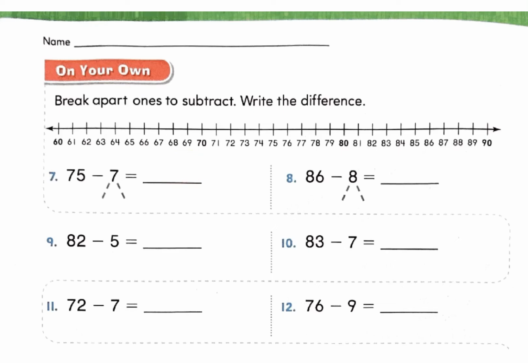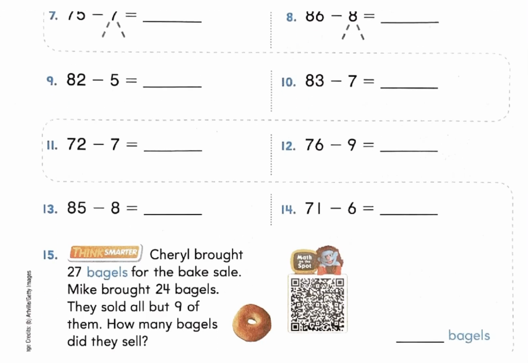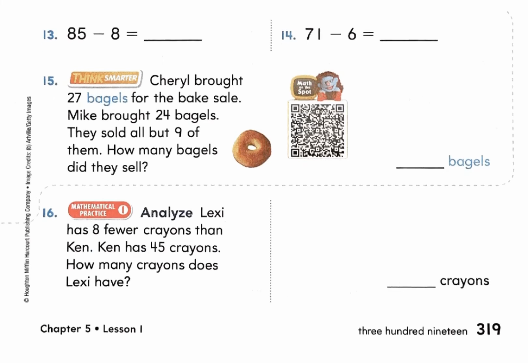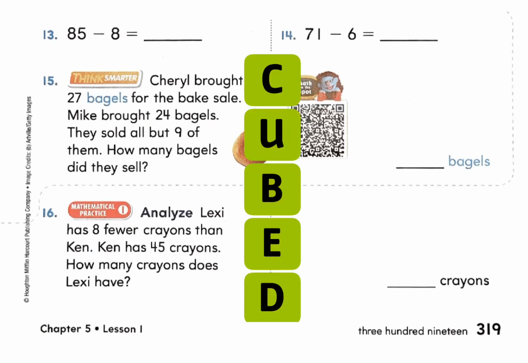You'll do numbers 7 through 12. One thing that I do want to remind you, 7 through 14, is to use CUBED when you do the word problems. So remember, C, circle the numbers. U, underline the question. B, box important words. What words would be important in this word problem?